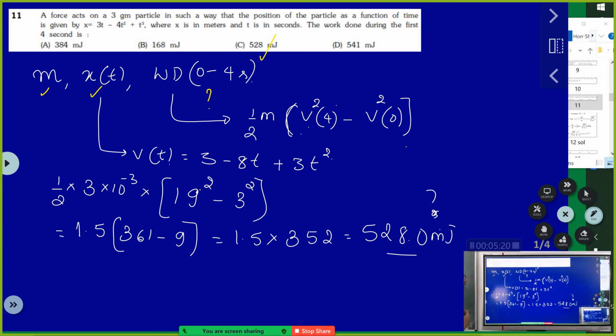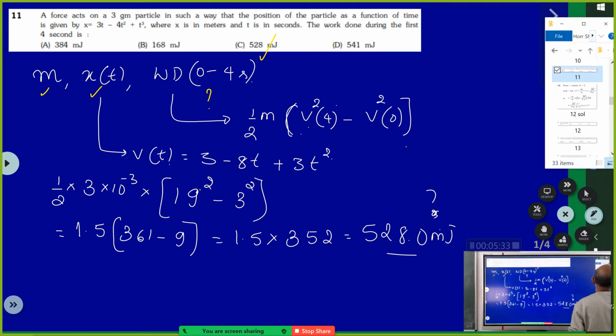Okay, quite a simple problem. But yes, the data sometimes confuses you and takes you somewhere. It's all about how you organize the data using science. Okay, we'll go on to the next one. So the next sum is the 12th sum.